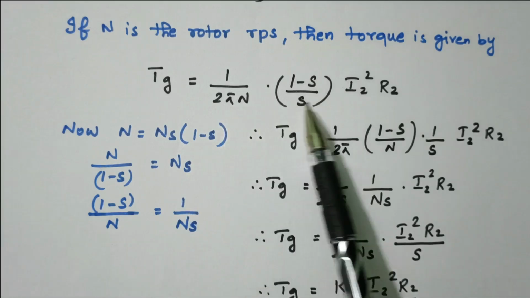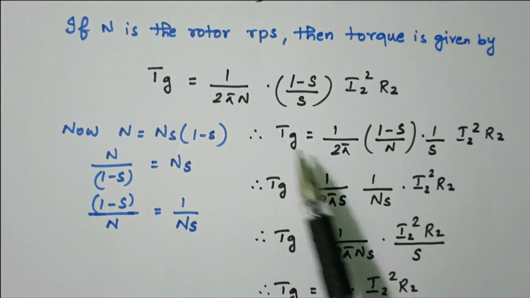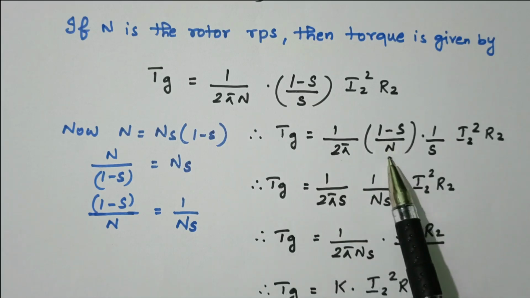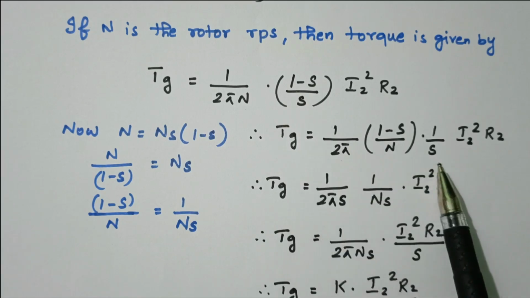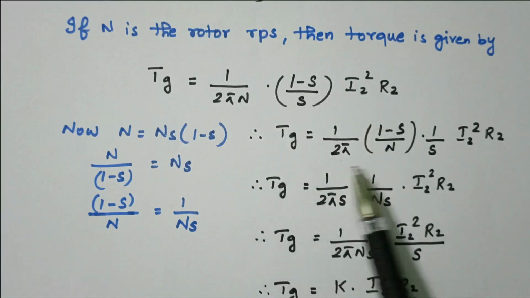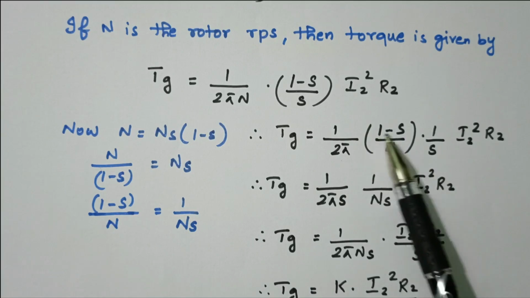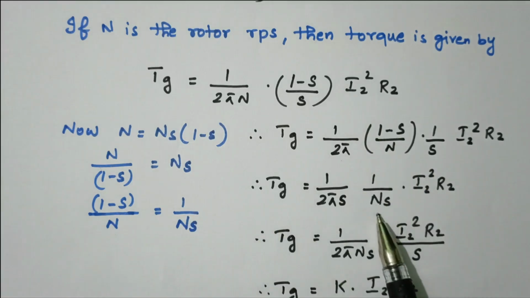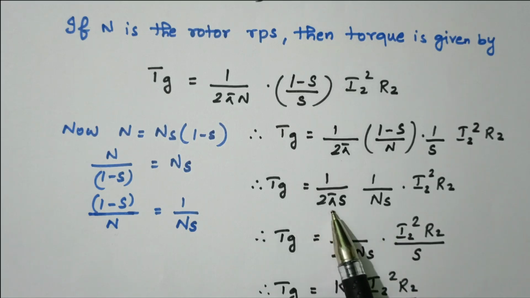Now we'll consider this equation and rewrite it. 1 divided by 2 pi, the n is written here, (1 minus s) by n. This (1 minus s) and n is written here, and this 1 by s is written separately, with I2 square R2. Now the equation is rearranged. It is in the form (1 minus s) by n, and this can be replaced by 1 by ns. So now what we have is 1 divided by 2 pi ns.